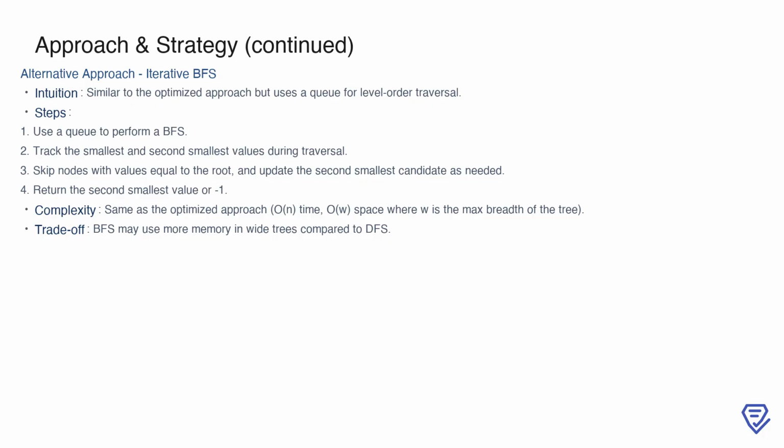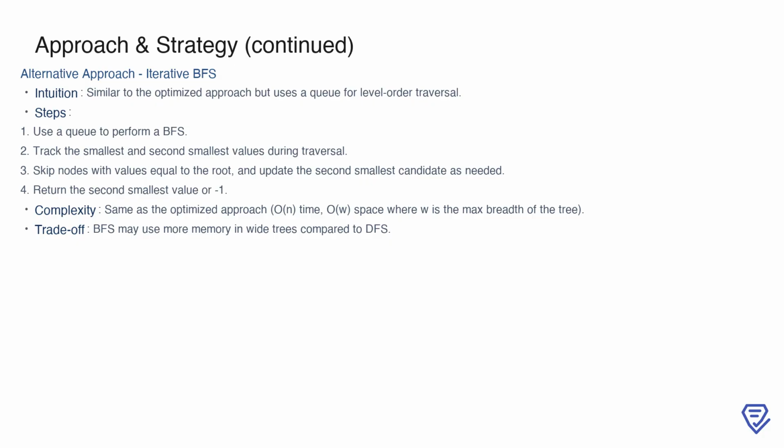This method has the same time complexity of O(n) as the optimized DFS, but its space complexity is O(w), where w is the maximum width of the tree. While BFS can be more memory intensive for wide trees, it avoids recursion and provides an alternative way to solve the problem efficiently. The choice between DFS and BFS often depends on the specific constraints of the tree and the programmer's preference.